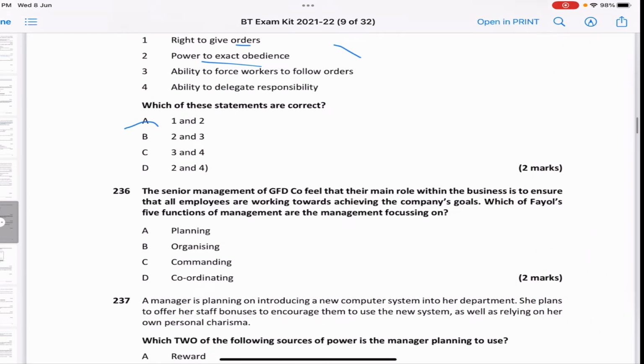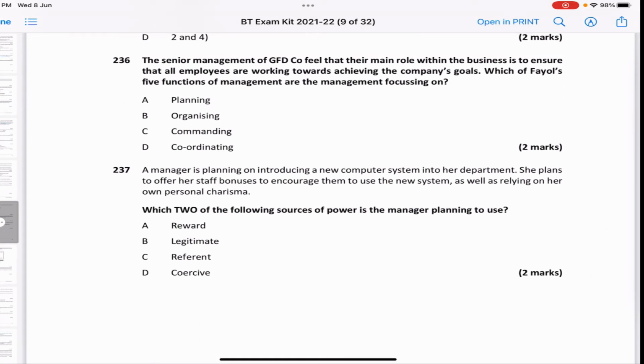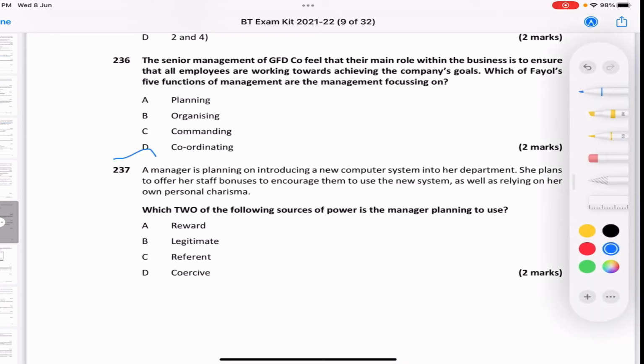The senior management of GFD company feel that their main role within the business is to ensure that all employees are working towards achieving the company's goals. Everyone is coordinating to achieve the company's goals, right? So, what is the answer? It is coordinating.